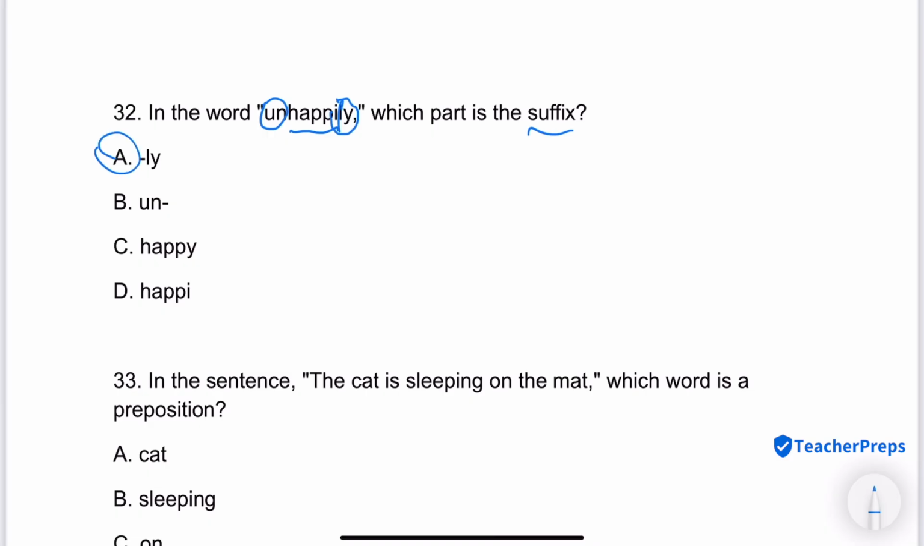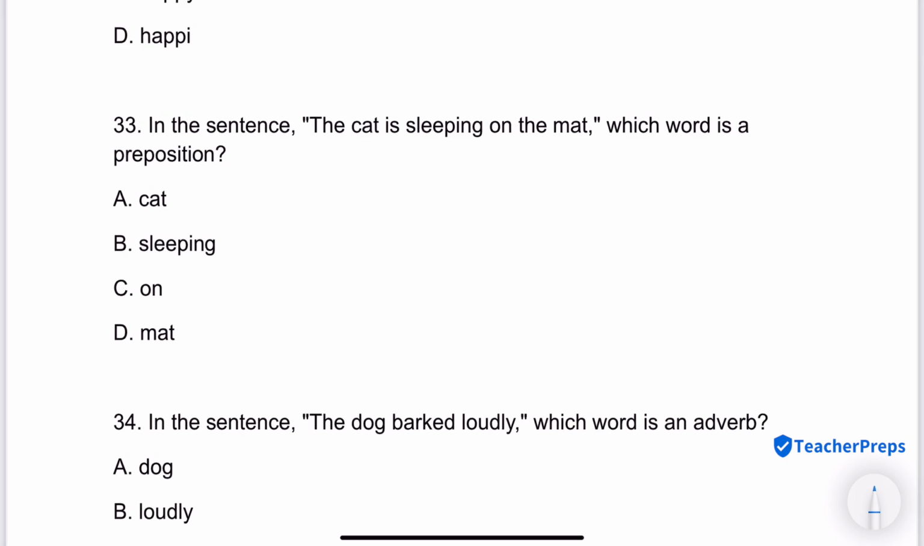All right, moving on to question number 33. In the sentence, the cat is sleeping on the mat, which word is the preposition? If it's been a while, remember that prepositions are words that show a relationship between a noun and another word, and these are dealing with location or position. And so on the mat, the preposition is right here, on.